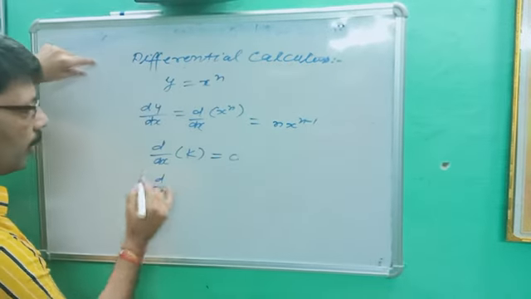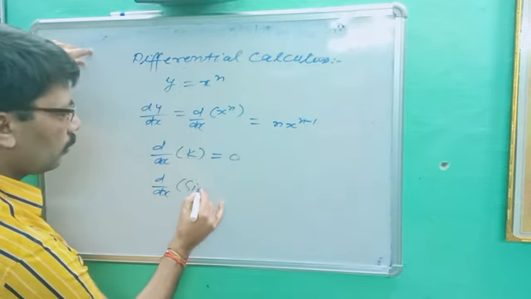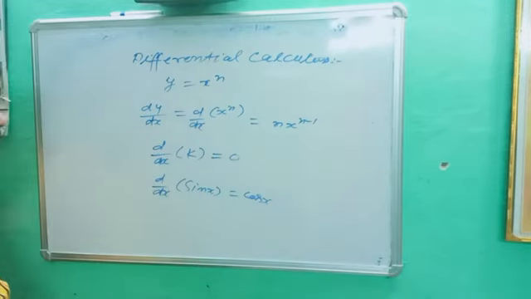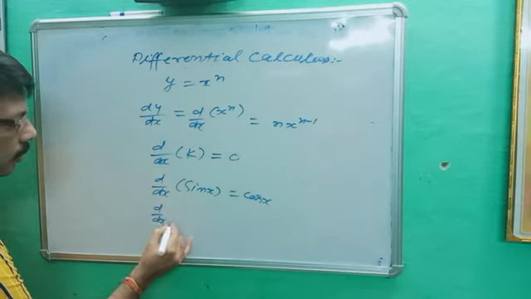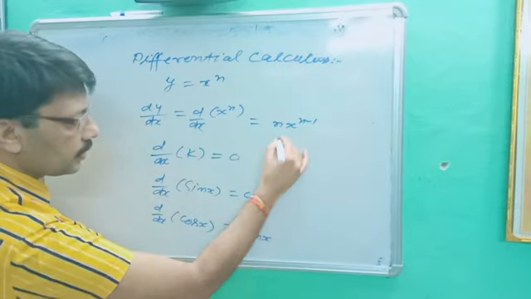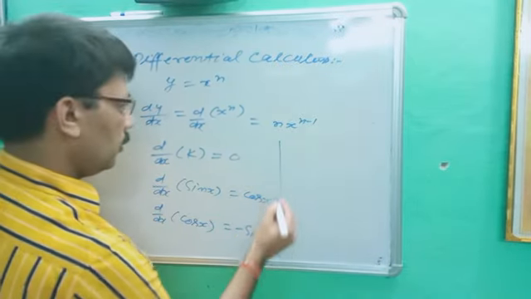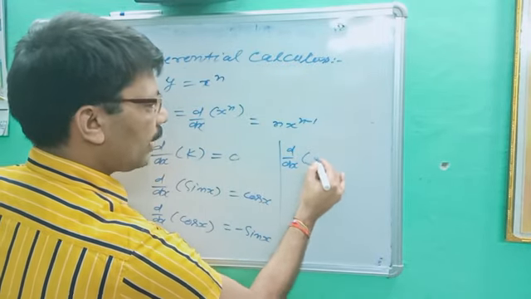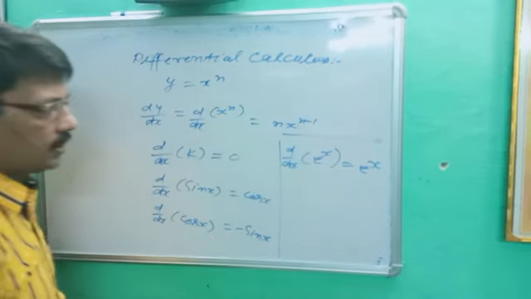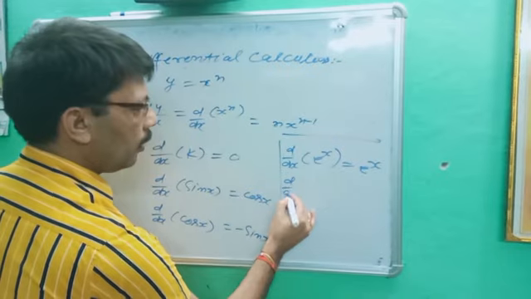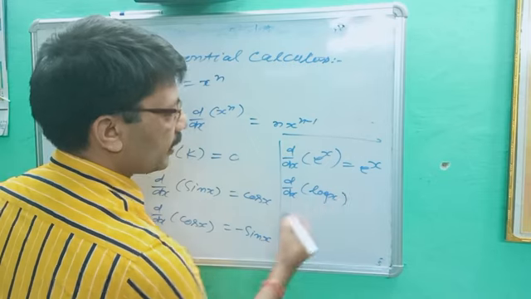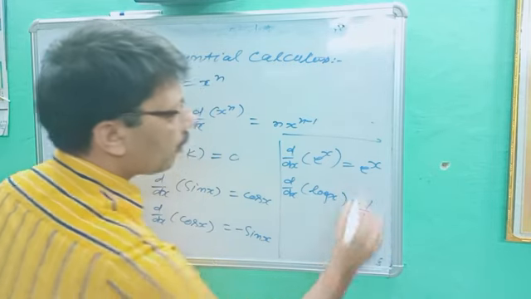d upon dx of sin x, you have to learn this formula, it becomes cos x. d upon dx of cos x becomes minus sin x. Note down our formula: d upon dx of exponential of x becomes the same, e power x. There will be no change in e power x. d upon dx of log x, very important, becomes 1 by x.